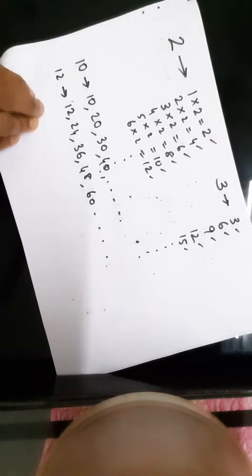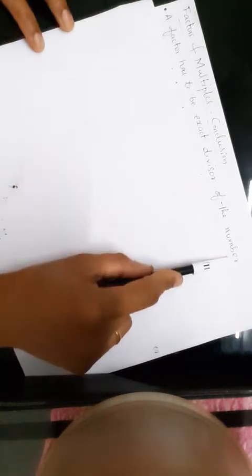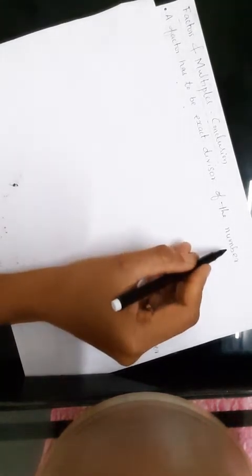Now, what is the conclusion we can say about factors and multiples? First, a factor has to be an exact divisor of the number. Correct? Factor means it is the exact divisor of the number.